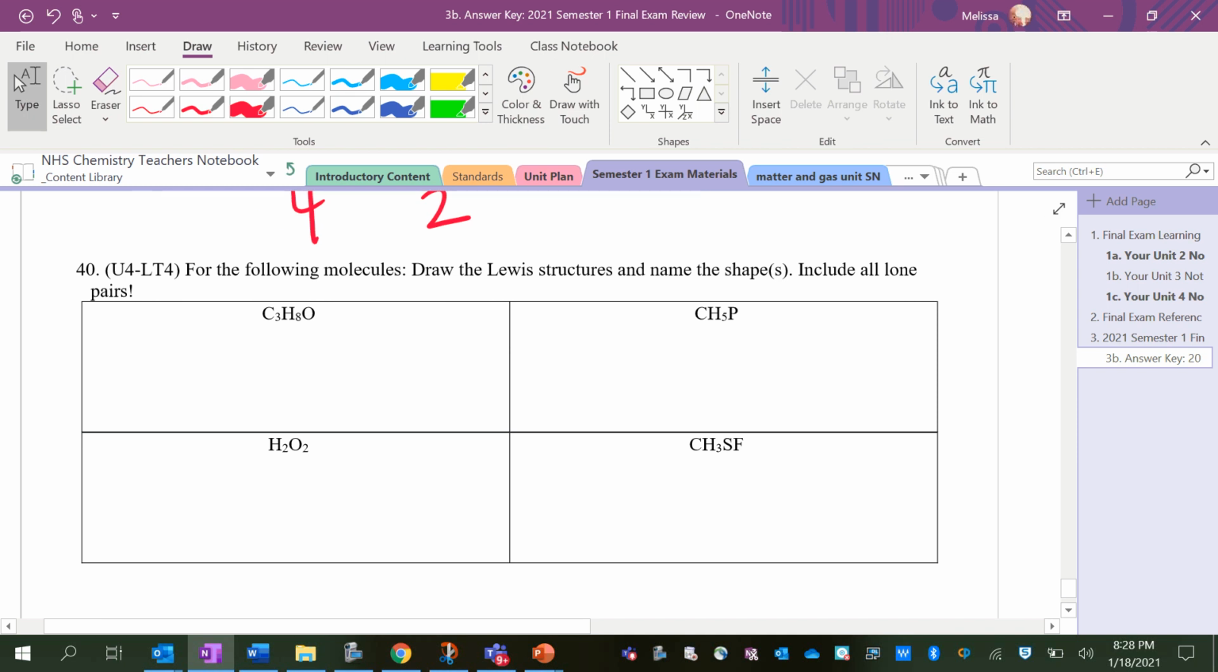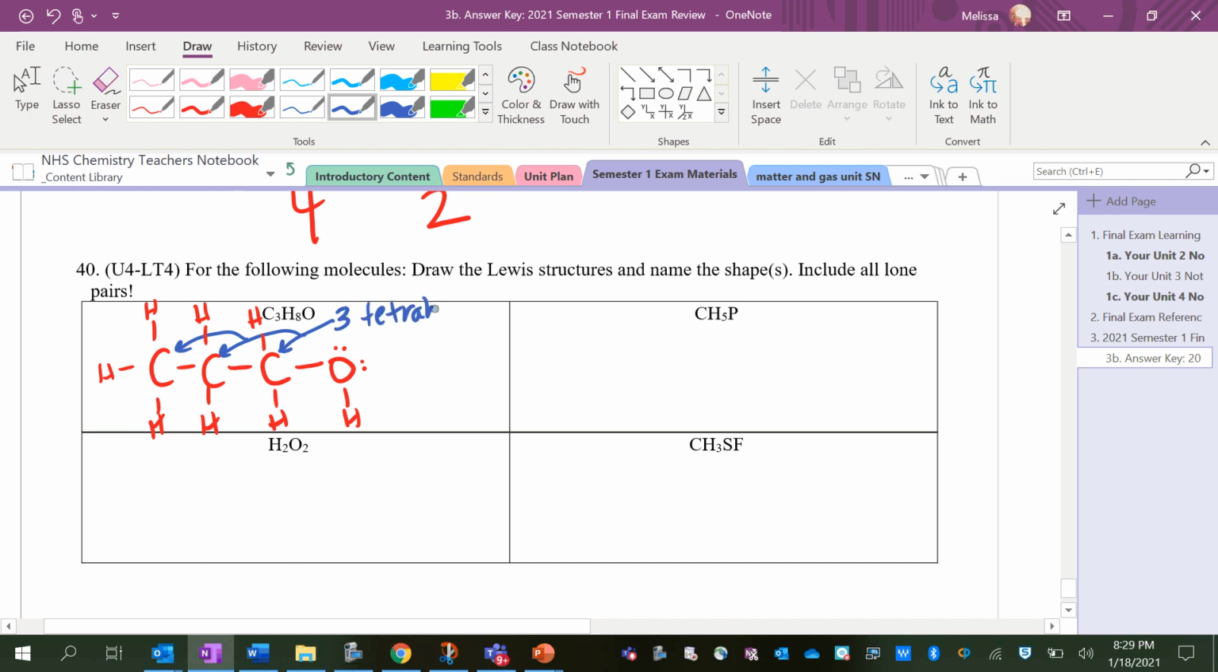For the following molecules, draw the Lewis structure and name the shapes. Include all lone pairs. So first one, C3H8O. So let's see. We've got a carbon with 4 things attached, another carbon with 4 things attached, a third carbon with 4 things attached. So 1, 2, 3 tetrahedrals. And around the oxygen, 2 things attached and 2 lone pairs. That's a bent shape.